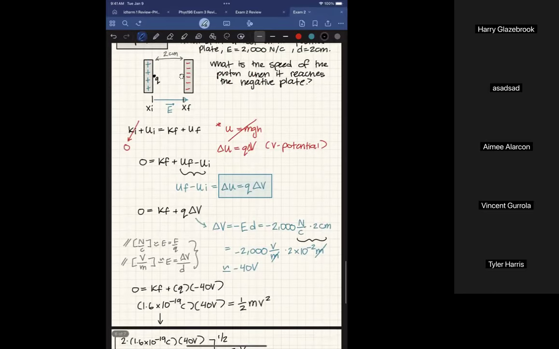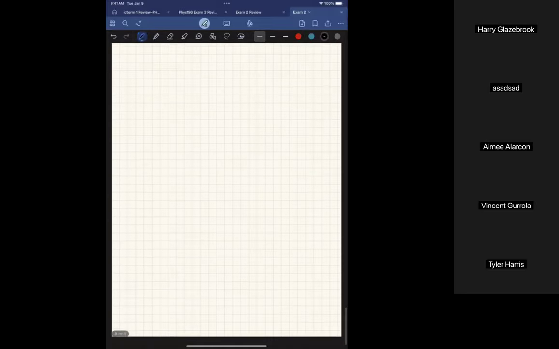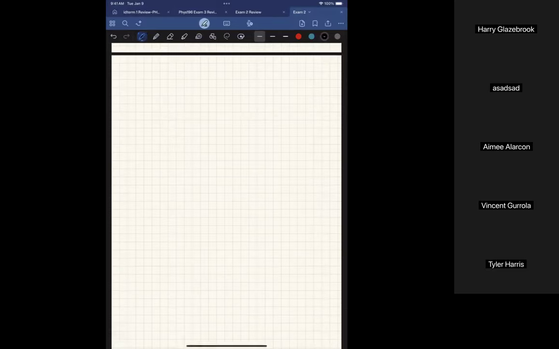So that's a capacitor problem. They're going to be pretty common. Other type of problem you're going to see with chapter 25 material is a bunch of charged particles. So let's say we have three charged particles here. This is positive 5 nanocoulombs. This is positive 2 nanocoulombs, and then this is a negative 3 nanocoulombs.